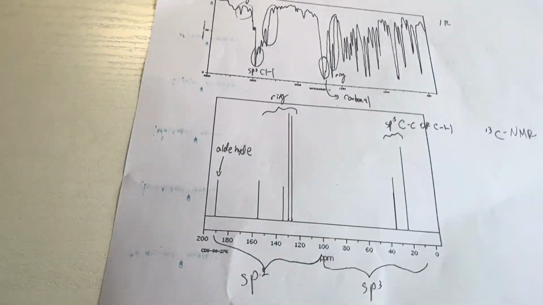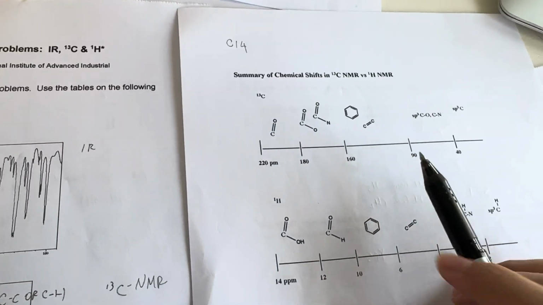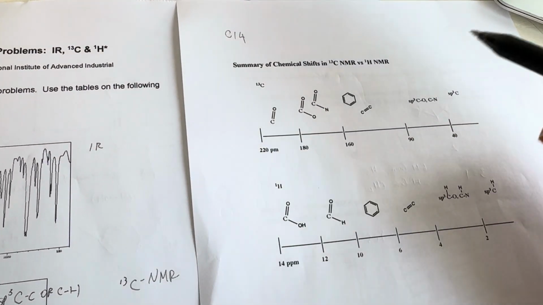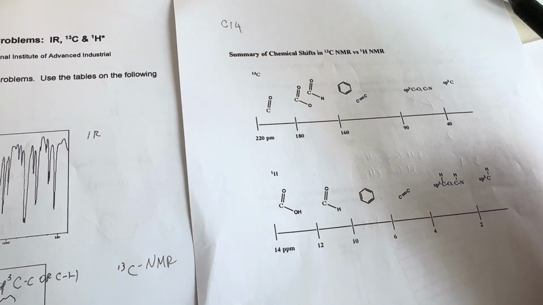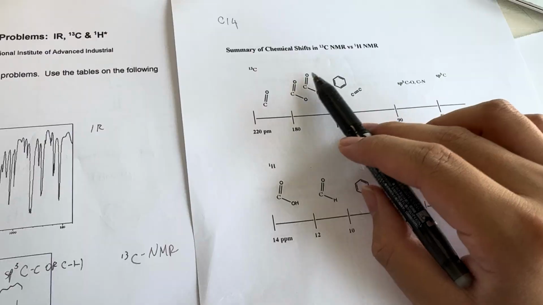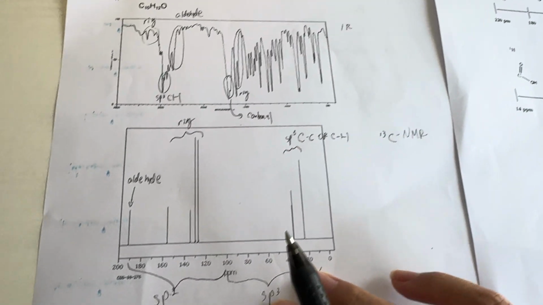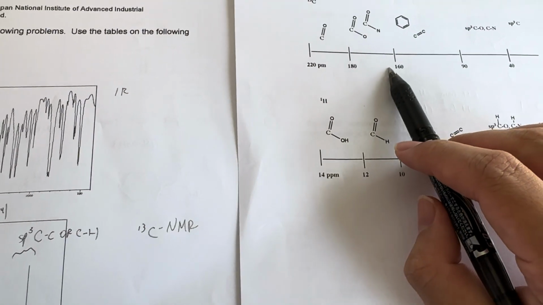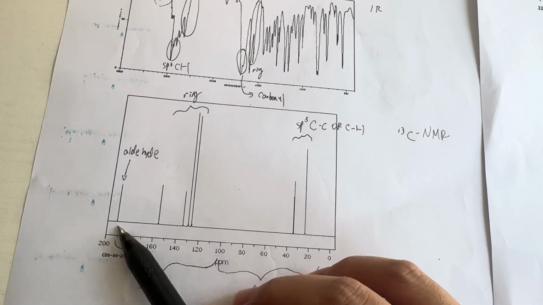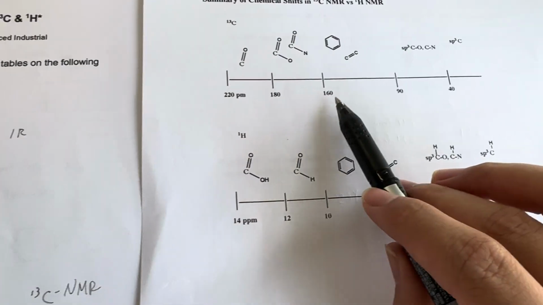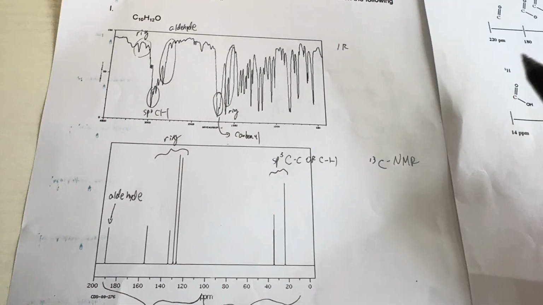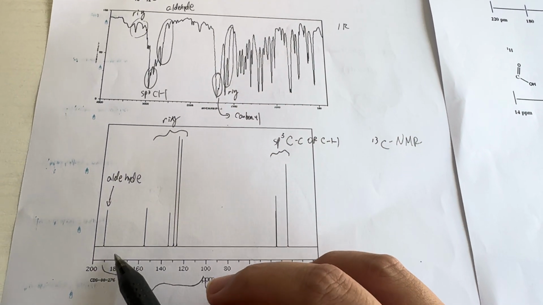And besides, I also printed out this chart, actually borrowed from the chapter 14 worksheet. There's a summary of chemical shifts for both carbon NMR and proton NMR, and I put each peak with respect to its specific functional group. I just wrote them down on each range.